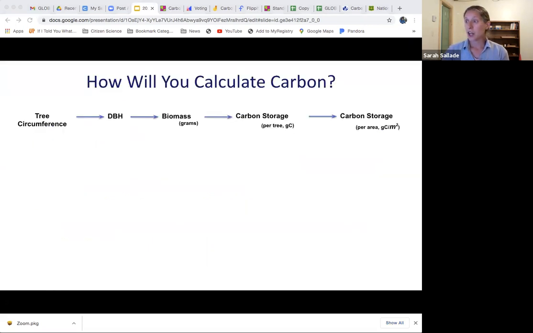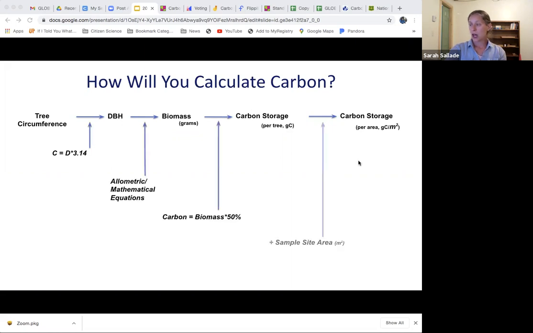So how will you calculate carbon? First, you have to measure tree circumference. Then you need to convert it to diameter at breast height, because that's the way that scientists have been able to calculate biomass. Biomass is related to carbon storage in an individual tree, and then it can be scaled up for an area. What you see coming in now are how we go from one step to the next, and that's going to be the focus of our work today.